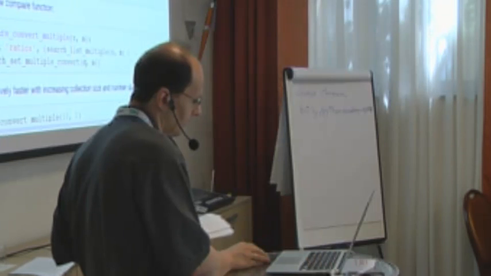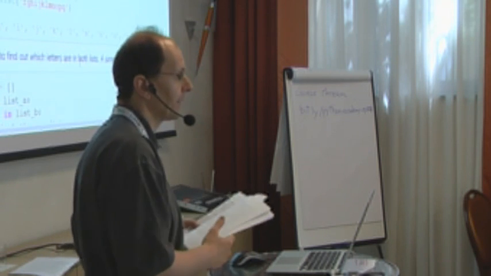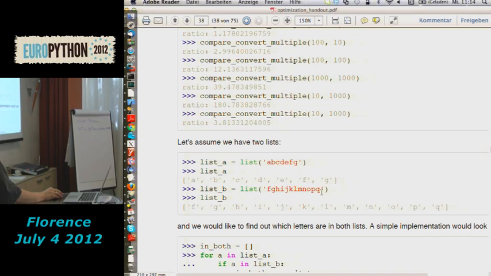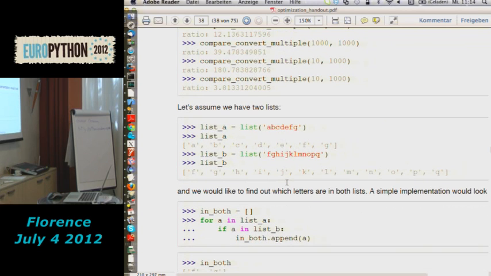Implementation, so you don't have to. Let's take this example again. I generate a list out of a string, a list that looks like this, and I have a second list with other letters. I would like to find out which elements are in both. I can do a very naive implementation using lists, and I get a quadratic algorithm.